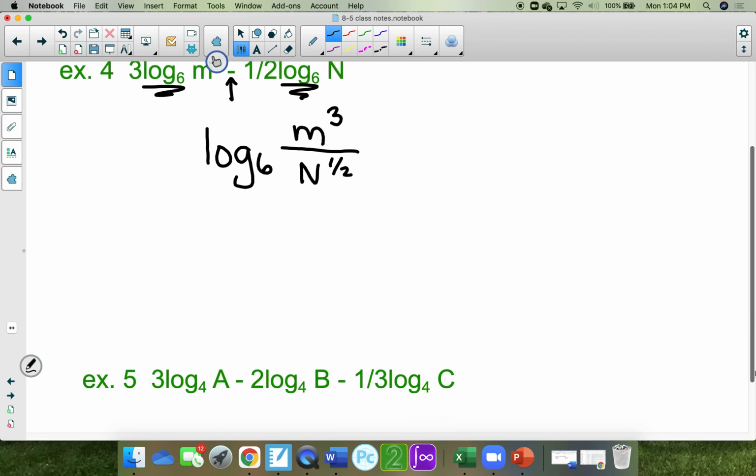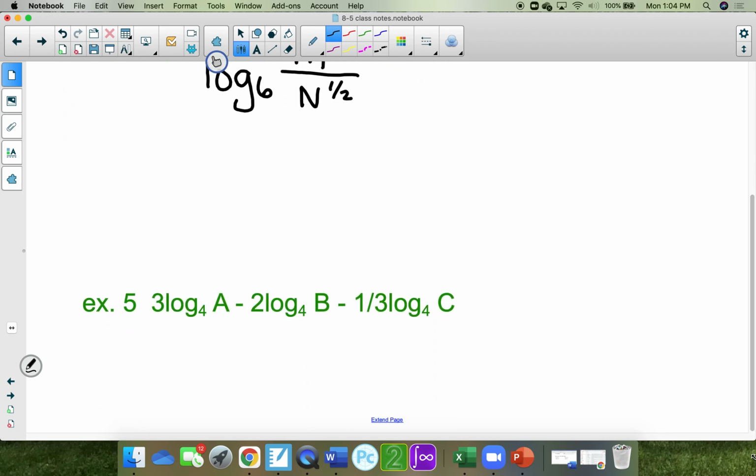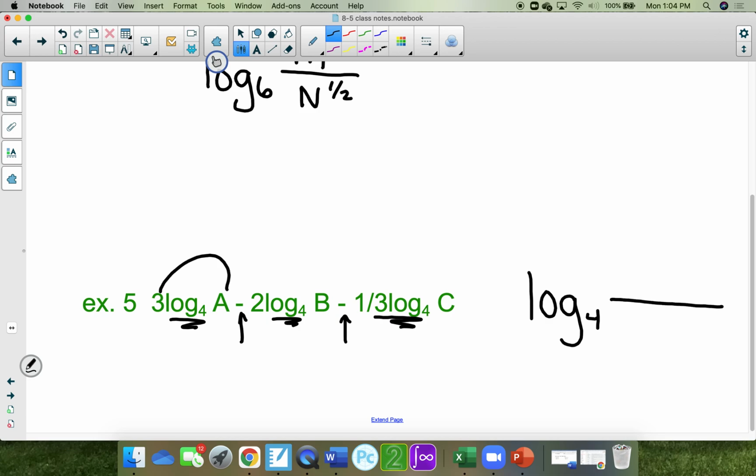Is there another one? Yep, let's do another one. As you can see, they're all logs of base 4s. We're going to write our final answer as the log of base 4. There are 2 negative signs in the problem, which means you need a division bar. This 3 goes above the a, and that's why it's a to the 3rd on the top. The b is in the denominator because there's a negative right there, so it's b squared. And the c is also in the denominator because there's a negative in front of the 1/3. Final answer.